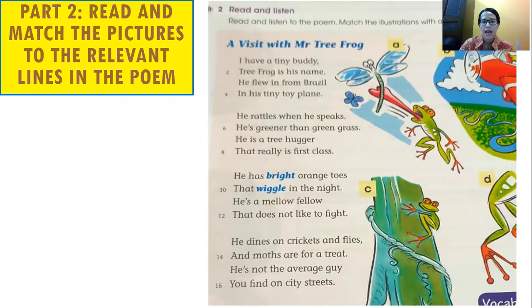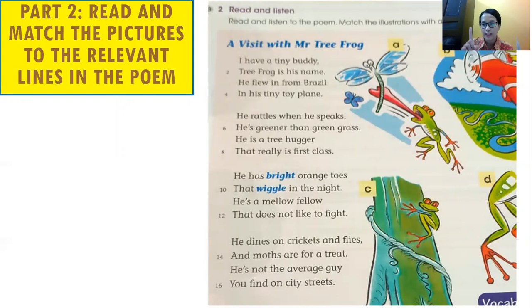I have a tiny body, Tree Frog is his name. He flew in from Brazil in his tiny toy plane. He rattles when he speaks, he's greener than green grass. He's a tree hugger that really is first class. He has bright orange toes that wiggle in the night. He's a mellow fellow that doesn't like to fight. He dines on crickets and flies, and moths are for a treat. He's not the average guy you find on city streets.